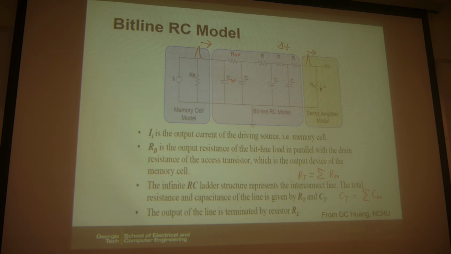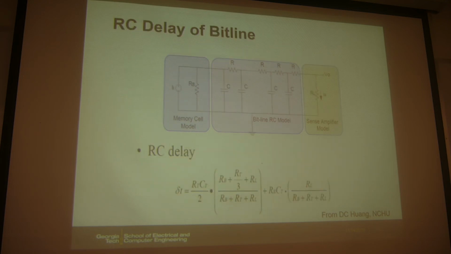And then this sense amp input resistance is RL because it's like a load to this network. Okay, so if we have those parameters, then this is a delay.